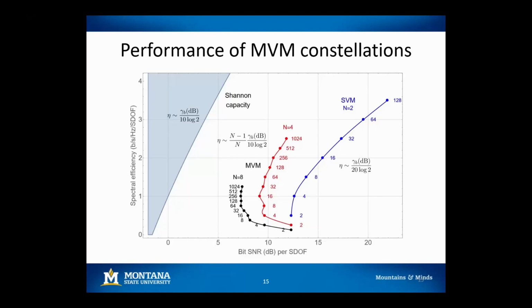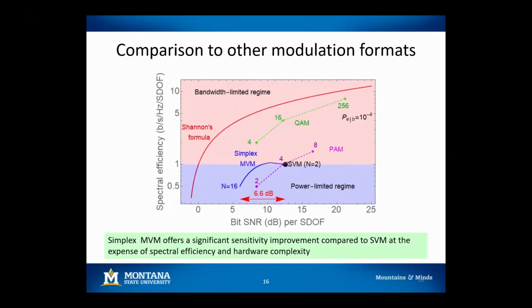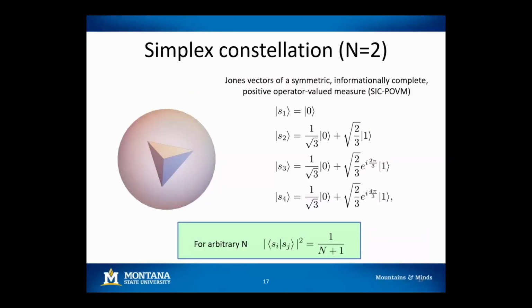We have calculated the slope of these curves using asymptotic analysis in the paper. I'm not going to talk about that. Here you see how the mode vector simplex constellations compare to other coherent and non-coherent formats. The important thing to keep in mind is that we get a significant sensitivity improvement compared to Stokes vector modulation, but at the expense of spectral efficiency. As you see, the blue curve goes downwards as we increase the dimensionality of zone space and hardware complexity. One last note, simplex constellations are calculated by mathematicians, so you don't need to do this numerical optimization if you want to use simplex constellations. You can use these vectors here, they're published, and they go up to dimensionalities of zone space of 150.